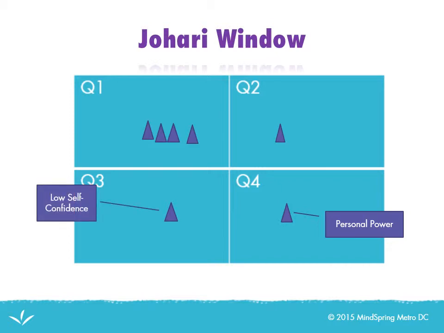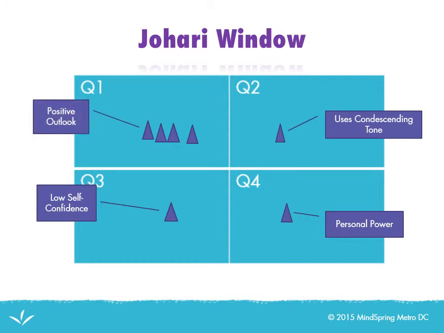Low self-confidence in quadrant 3 reflects that you are aware that you have low self-confidence and that you hide it from others, perhaps by bullying others. Uses condescending tone in quadrant 2 shows that you do not know that you use a condescending tone with others while everyone else knows this about you. Positive outlook in quadrant 1 shows that everyone knows that you have a positive outlook on life.